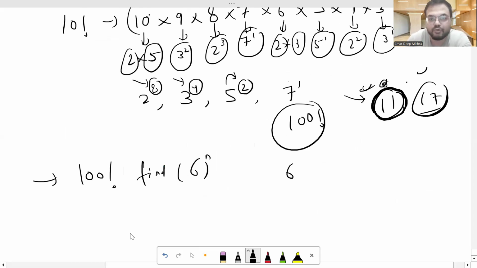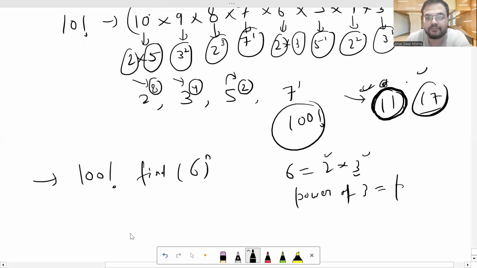So you know 6 equals 2 into 3. I have explained this concept to you already, that the power of 2 will be more and the power of 3 will be lesser. So the deciding number will be the power of 3. Means power of 3 will be the power of 6. Let me write here. Power of 3 equals power of 6. I hope this point is clear.